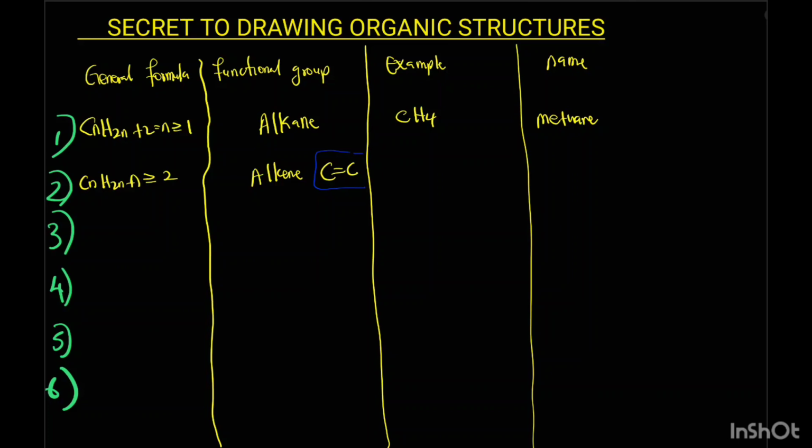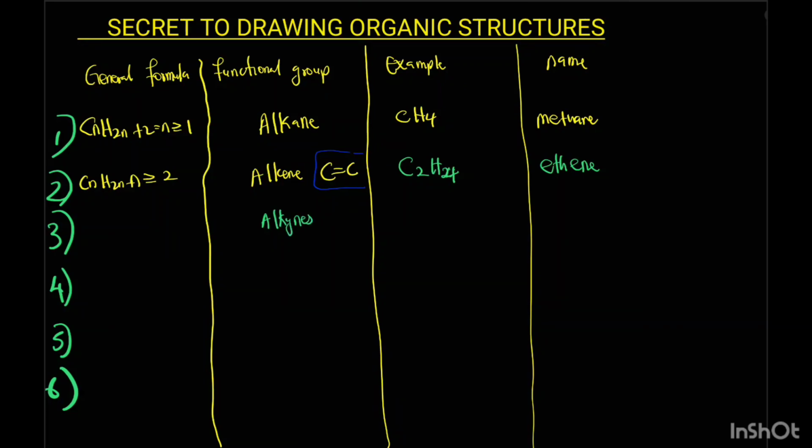So the general formula for alkenes is CnH2n. Now an example of an alkene using the same formula, we can have C2H2 times 2, which is C2H4. Whenever there are two carbons in organic chemistry, we are talking about eth. So it's called ethene.